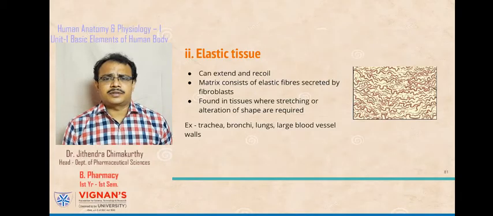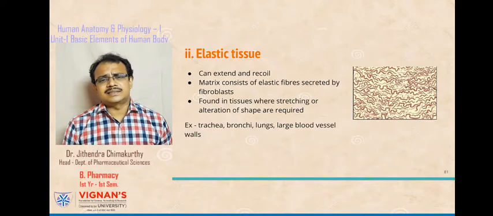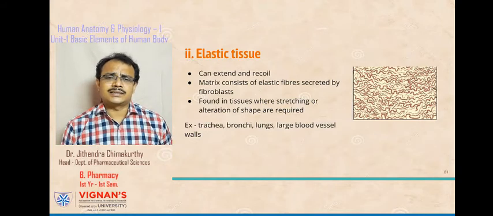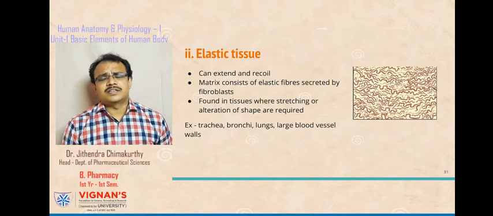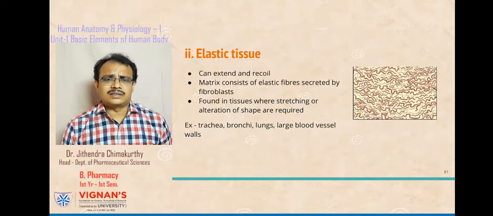The other type of dense connective tissue is elastic tissue. Elastic tissue also consists of fibroblasts, but these fibroblasts secrete more elastic fibers, and this type of tissue has a considerable ability to stretch and recoil. This elastic tissue is abundantly found in those regions which require extension and recoiling.